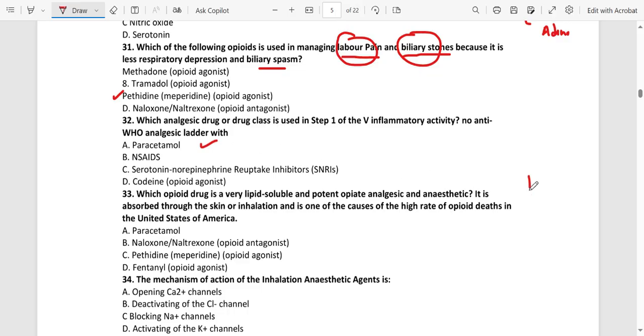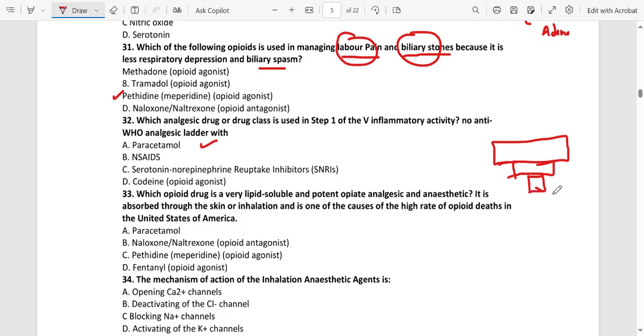Paracetamol, very good. So in the analgesic ladder, step 1, you use NSAIDs and paracetamol. Paracetamol is not an NSAID. It works on COX-3. COX-3 is found in the brain, thereby reducing pyrexia, reducing fever. And then you have step 3. So at step 2, you are going to give weak opioids. At step 3, you can give the strong ones.